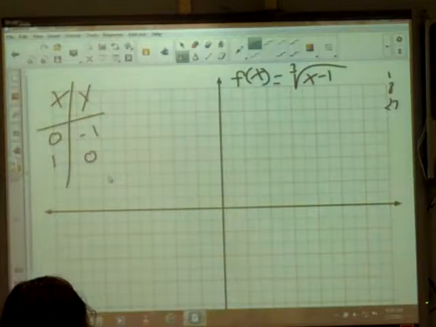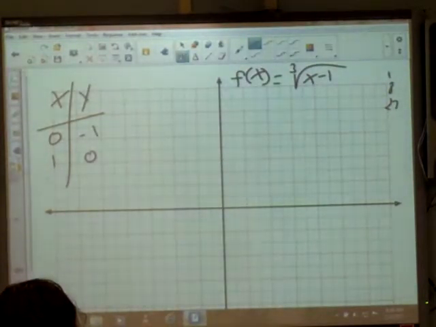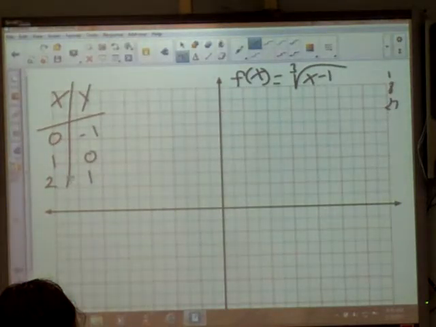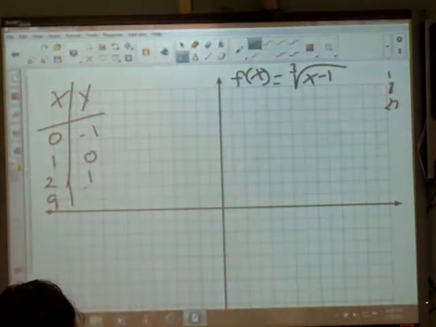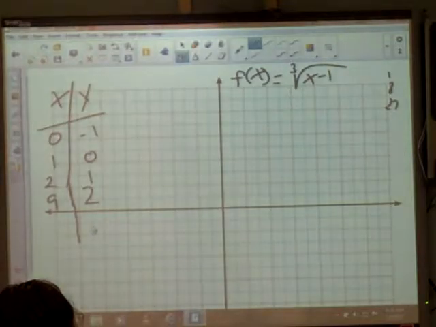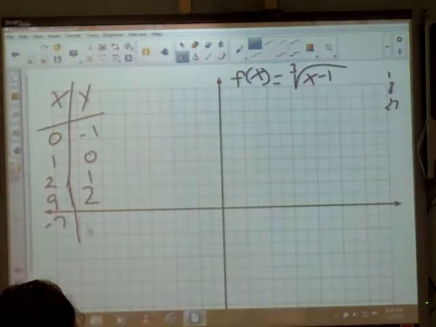I could plug a 2 in. 2 minus 1 is 1. Cube root of 1 is 1. Plug a 9 in. 9 minus 1 is 8. The cube root of 8 is 2. I need to get some negatives, though, so let's see. What could get me -8? -7. -7 minus 1 is -8. Cube root of -8 is -2.